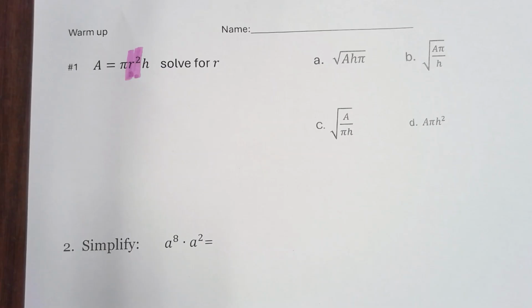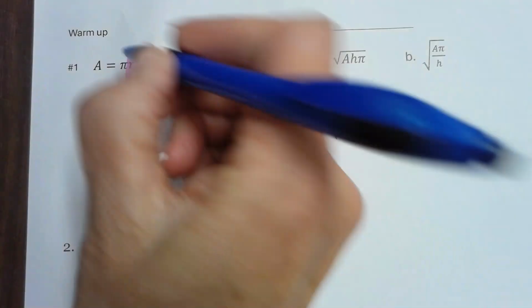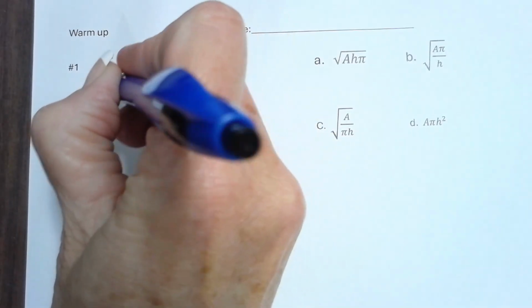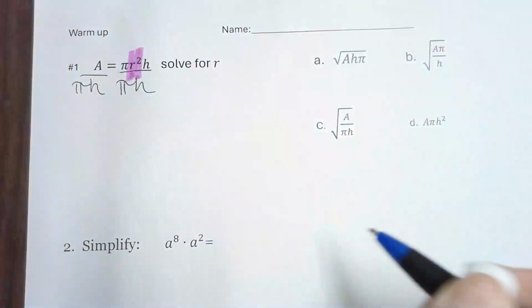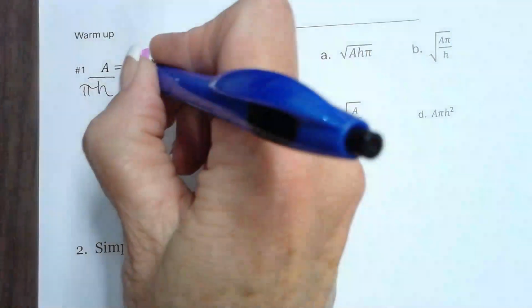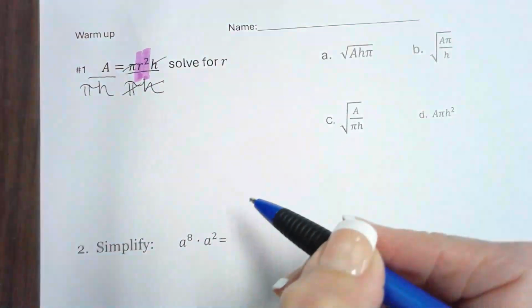I have a pi and an h that I have to get rid of. What is binding the pi and the h to the r? What operation? So how do I undo the multiplication? So I am going to divide the right side by pi h. If I do it on the right, I've got to do it on the left. So the pi and the h disappear.